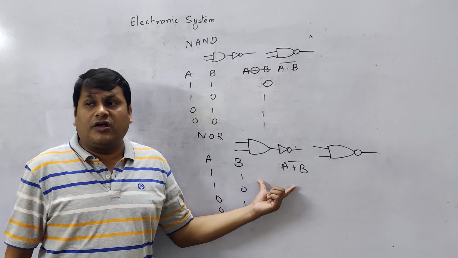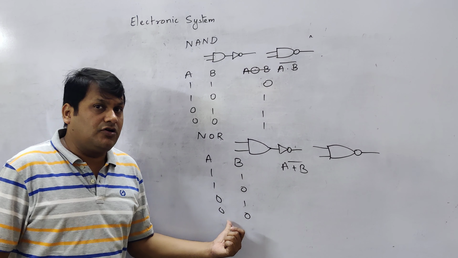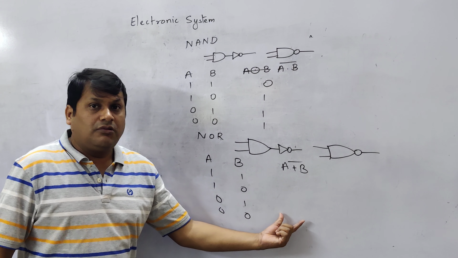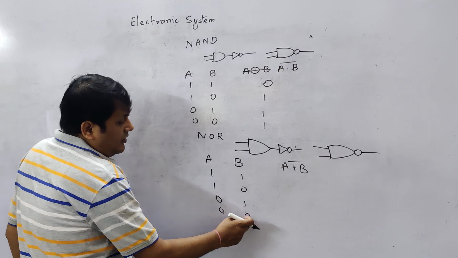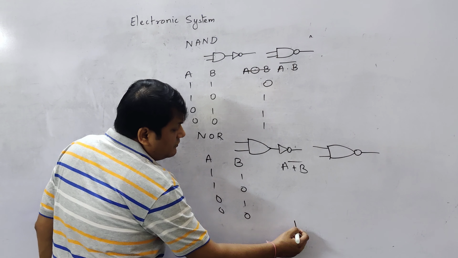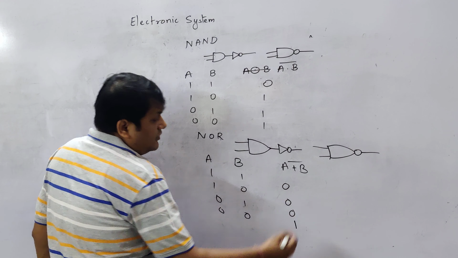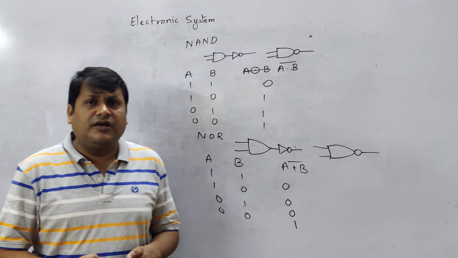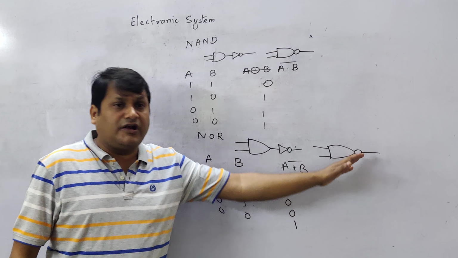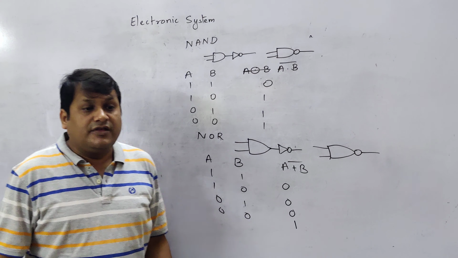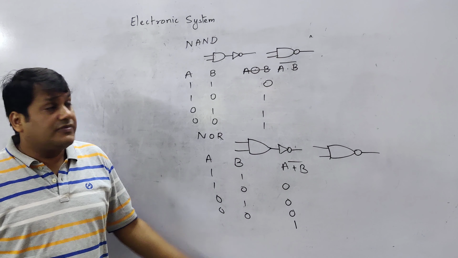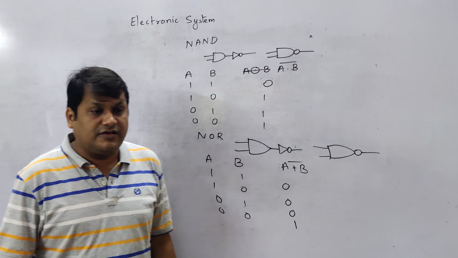What was the output of the OR gate? When both the inputs were 0, your output was 0, correct? And for NOR it will be ulta. When both the inputs are 0, your output is 1, rest all are 0. How can you get an OR gate out of it? Just put a NOT gate in front of a NOR gate. You get an OR gate. You get ulta outputs of it. These are called which gates? These are called universal gates.